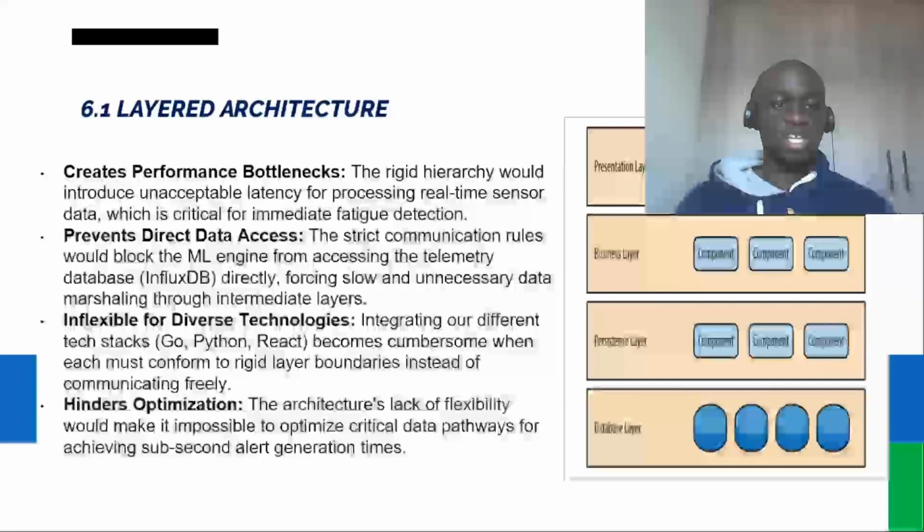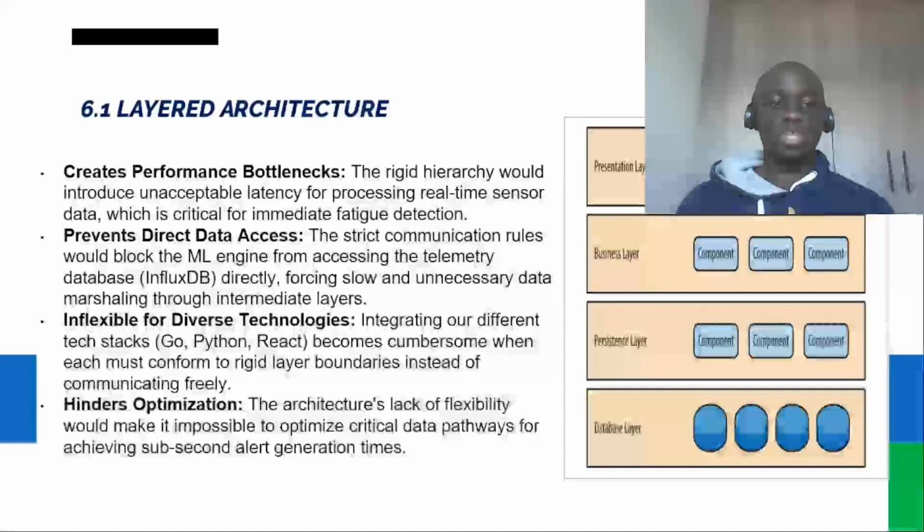Secondly, it prevents direct data access. The strict communication rules would block the machine learning engine from accessing the telemetry database, which is in InfluxDB, directly, forcing slow and unnecessary data marshalling through intermediate layers.